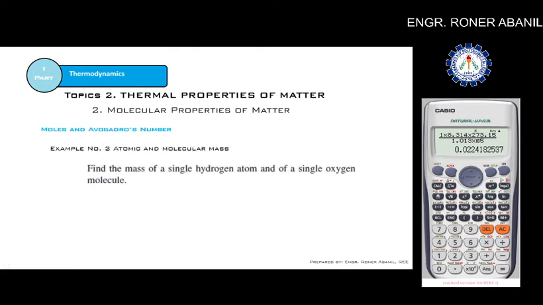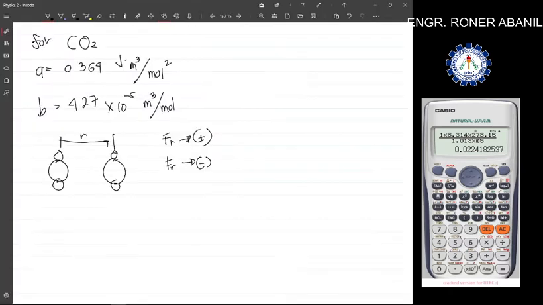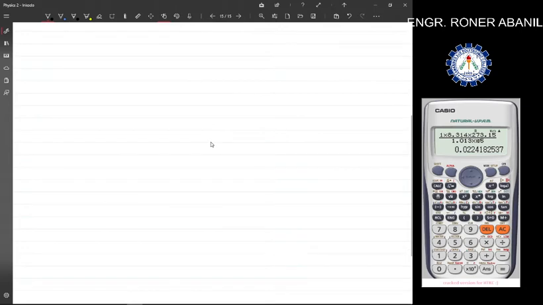Okay, example number 2. Find the mass of a single hydrogen atom and of a single oxygen molecule. May pinapahanap na naman siya. So, this is problem number 2. This problem involves the relationship between the mass of a molecule or an atom, yung target natin, and the corresponding molar mass, ng malaking M. Dito pwede natin gamitin yung formula na M equals NA times m. Ay, mali. Maliit na m. Okay?